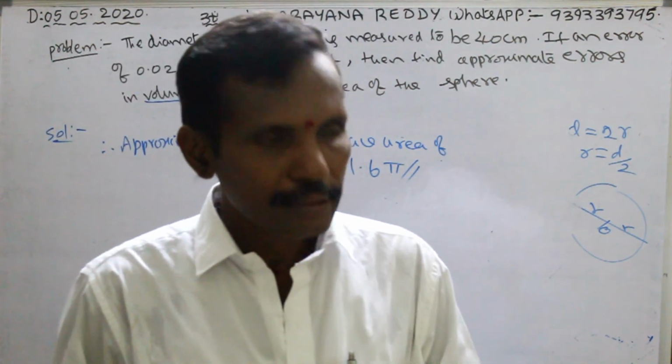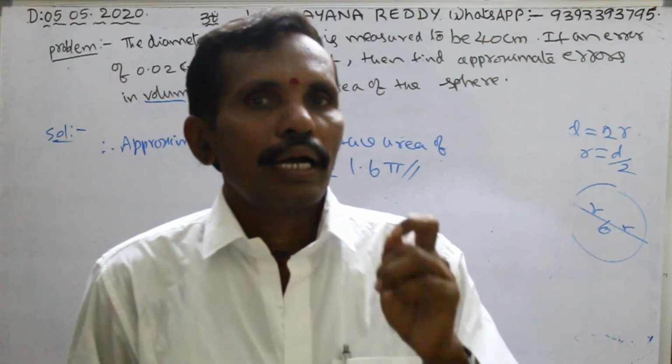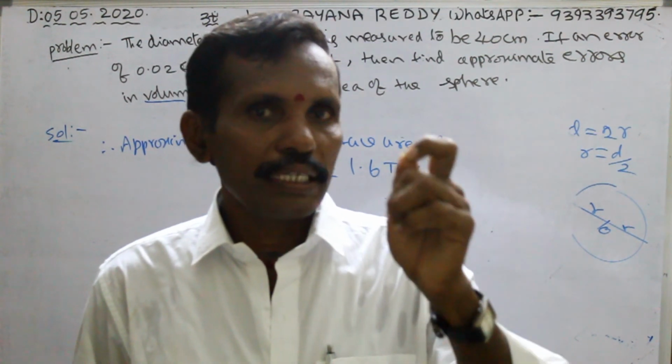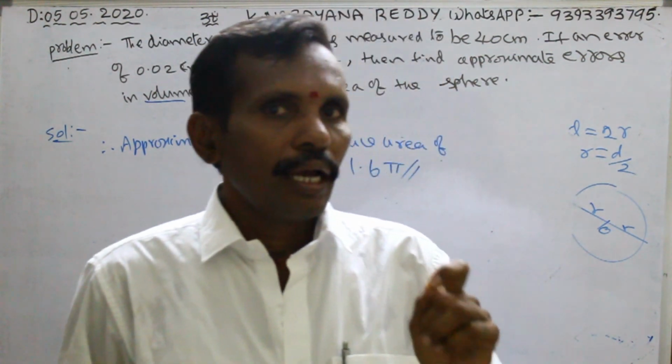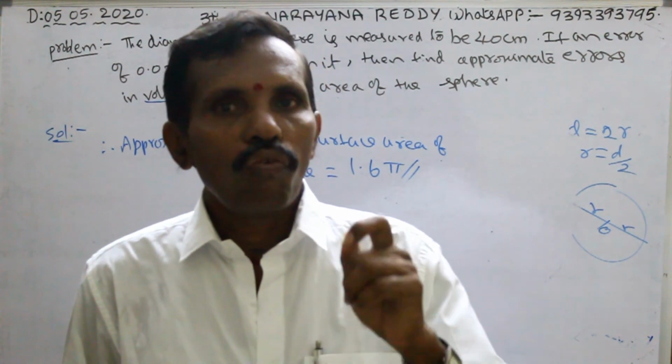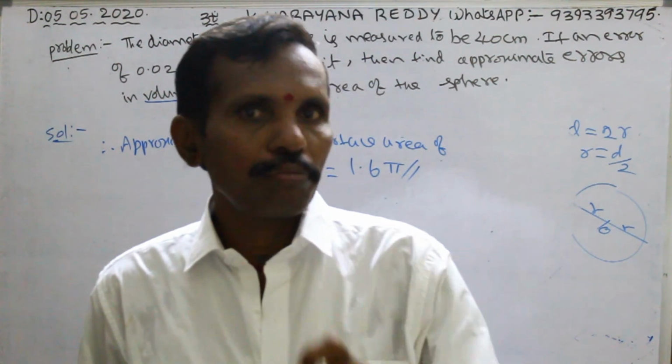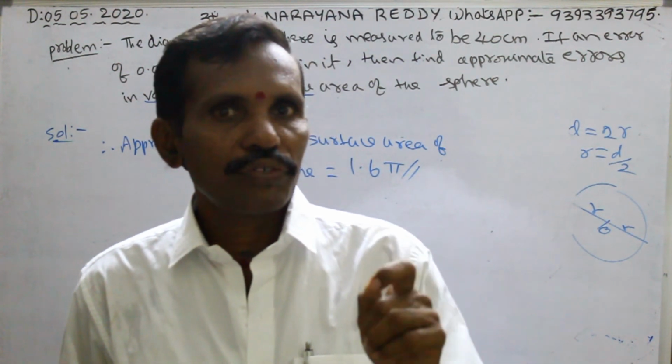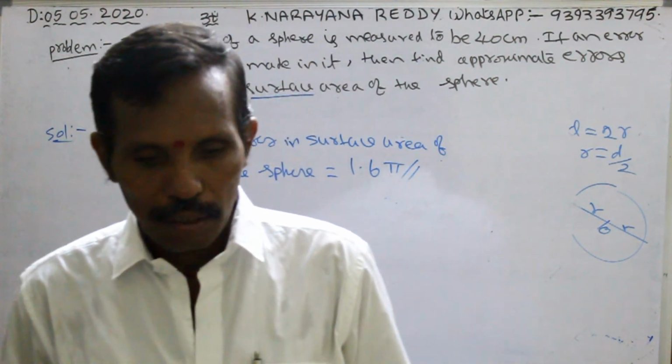Here the important point is: the infinitesimal value of R is del R, and the infinitesimal value of D is del D. Volume of a sphere is 4/3 pi r cube. Surface area of a sphere is 4 pi r square. That's all. Please remember this point.